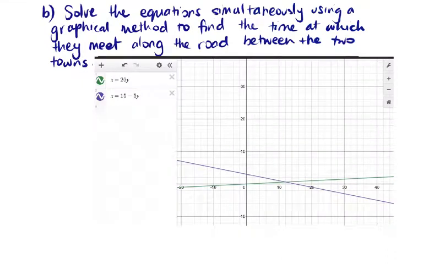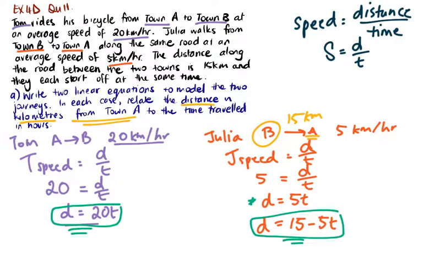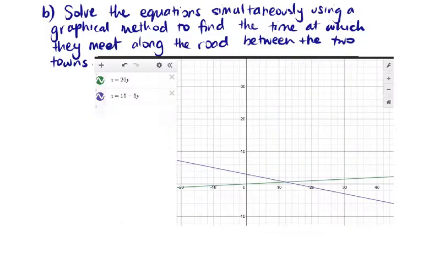So solve the equation simultaneously using a graphical method to find the time at which they meet along the road between the two towns. Now, you could either create a table of values where you substitute values into that formula and you create one table, you plot those points onto a coordinate plane and join those lines, and then do another table of values for this particular formula, and same thing, plot those points on a coordinate plane and join the lines.